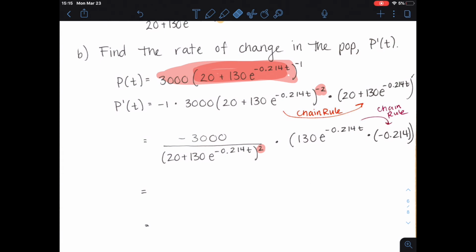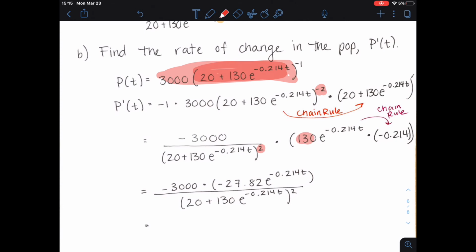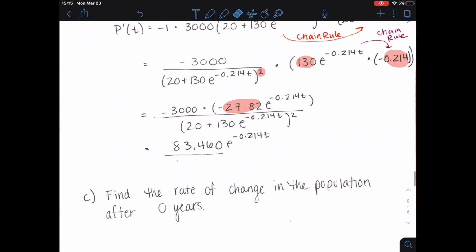So just a little bit of cleaning up. If you multiply the 130 and the 0.214, you get this negative 27.82. And then if you multiply the 27.82 with the 3,000, you get this function here. So this tells you the rate of change of the tortoises.